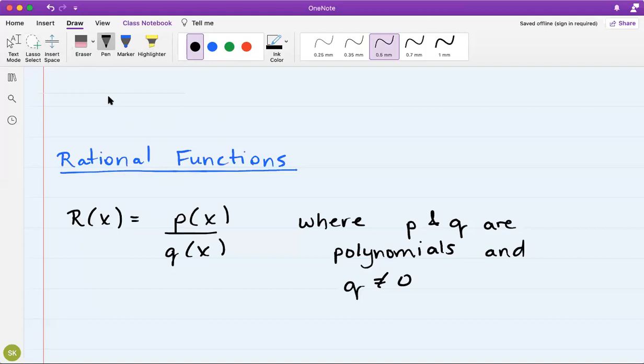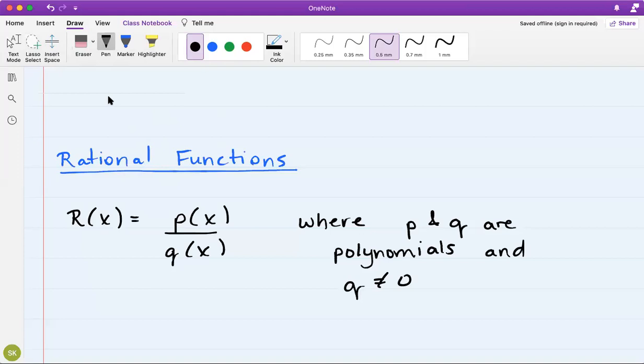Today we're going to talk about rational functions. When you see the word rational, you should also see the word ratio inside that word. And when you think of a ratio, you think of one thing being divided by another. And that's exactly what you're going to get when you're working with rational functions.